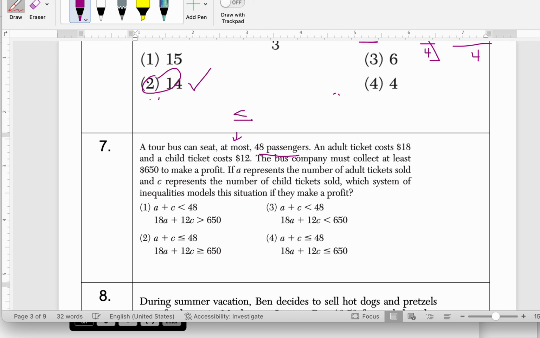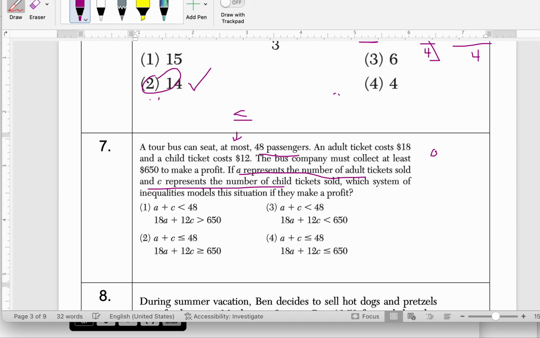It can seat 48 passengers or anyone less than that. An adult ticket costs, so we have A and C here. A represents the number of adult tickets and C represents the number of child tickets. That's going to be important to me when I'm putting costs and seats together, knowing what I'm doing. Okay, so an adult ticket costs $18.